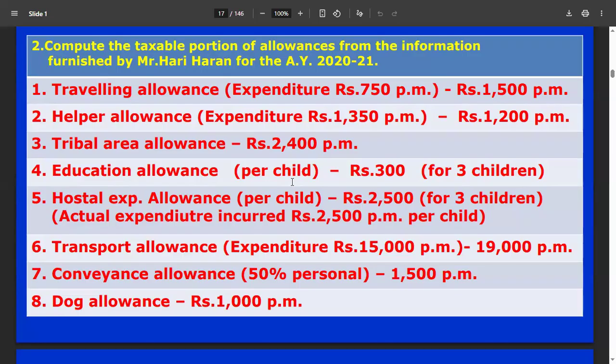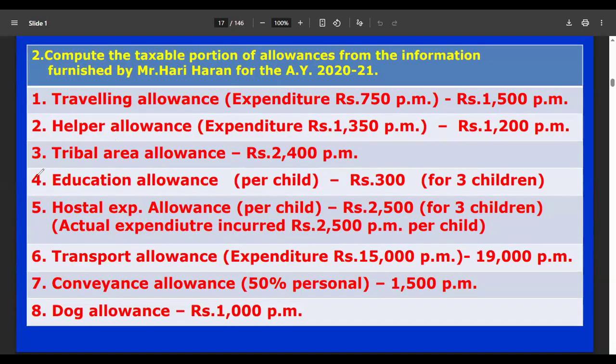Transport is 19,000 per month. Conveyance allowance is 1,500 and dog allowance is 1,000 per month. So this is the given information. The first thing we have to find out is what is permitted and what is not permitted. So here traveling allowance is 1,500.